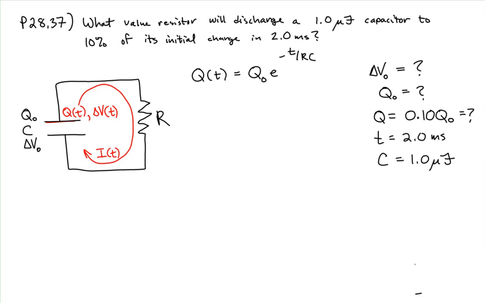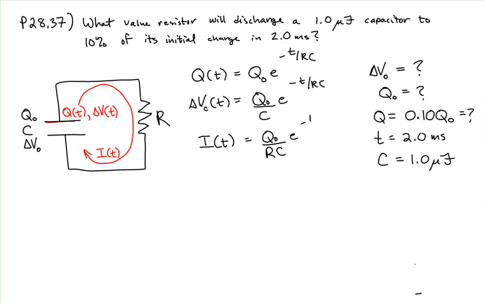Just for completeness, I'm going to go ahead and write down our other two equations. The equation for the potential difference on the capacitor plates is given as Q naught over C e to the minus t over RC, and an expression for the current in this loop being equal to Q naught over RC e to the minus t over RC.